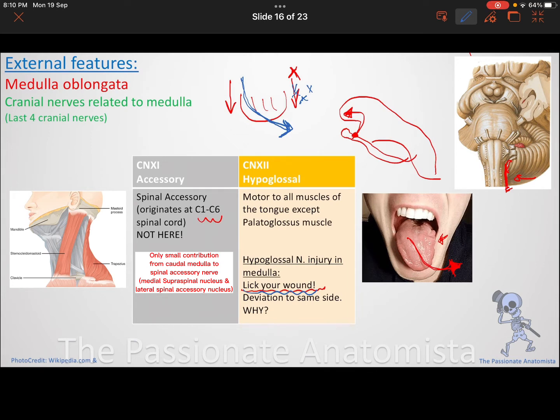Whenever you have a lesion, even if it's an upper motor neuron lesion or a lower motor neuron lesion, the tongue is going to deviate towards the affected muscle, because the affected muscle is not working. So the other muscle is pushing the tongue to that side. So lick your wound applies for both lesions.